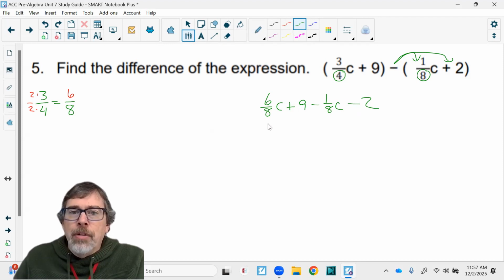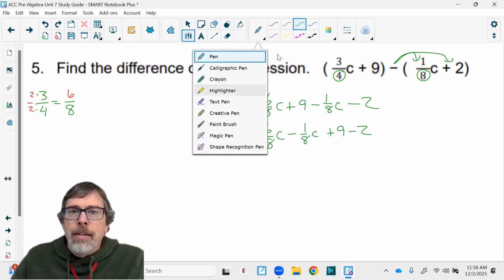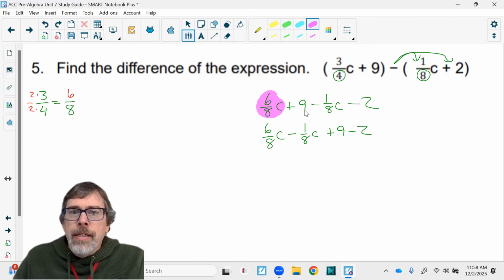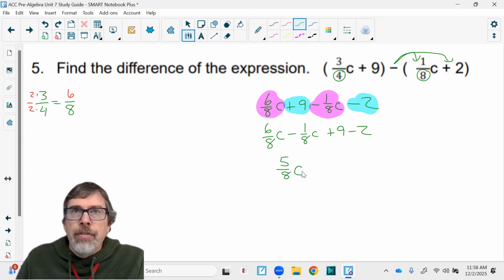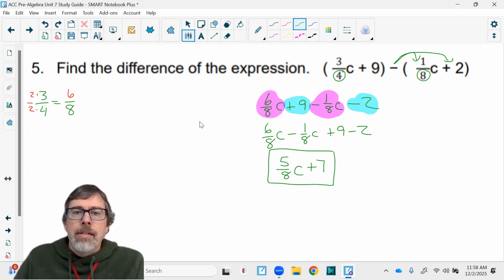All right, so now I'm going to rewrite these in order. 6/8 c minus 1/8 c plus 9 minus 2. So here's what I did. This is a c, this is a c, this is a constant, this is a constant, and I just rewrote them in order. And now 6/8 minus 1/8 is 5/8 c. Don't forget your variable. And 9 minus 2 is a positive 7. So it's 5/8 c plus 7.